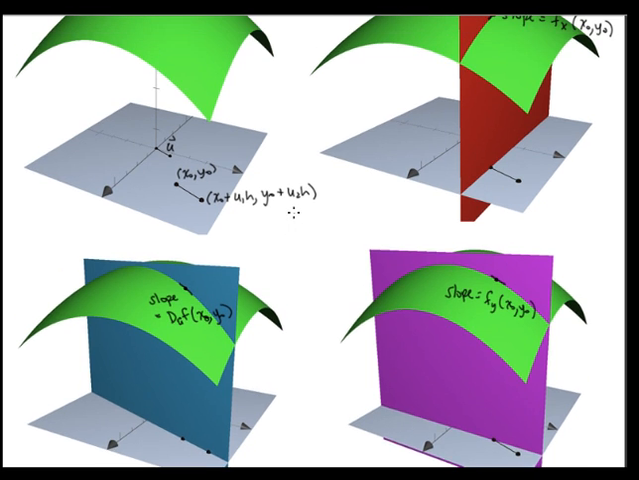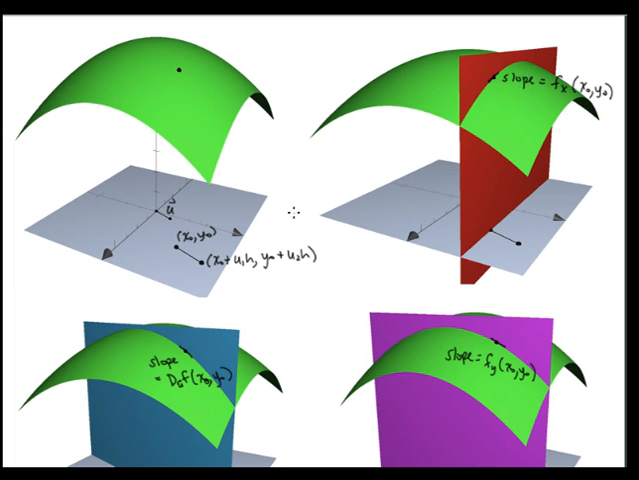Now compare that to the x partial derivative and the y partial derivative. It's the same point here, but the x partial derivative is what we get when we fix a y value. And so we're looking at the curve of intersection between the plane y equals y naught and the surface z equals f of x, y.